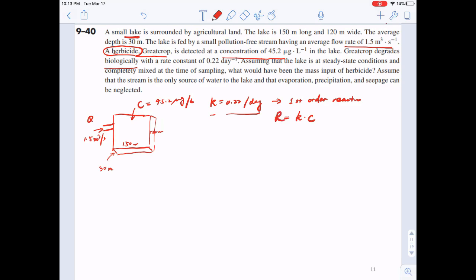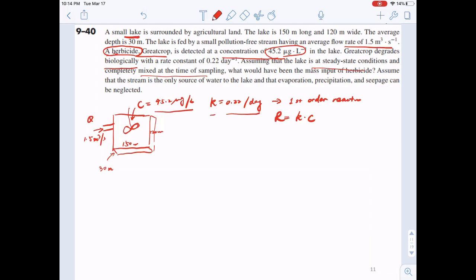So also it's assuming that the lake is at steady state condition and it's completely mixed at the time of the sampling. So you can think of this as a CSTR, right? So the water is completely mixed within this lake here. So as you can see, we detected certain concentration of this chemical here, and we know that it's naturally degrading. But the result is that we're seeing this constant concentration of this chemical here, right?